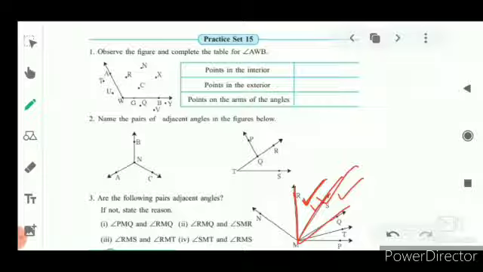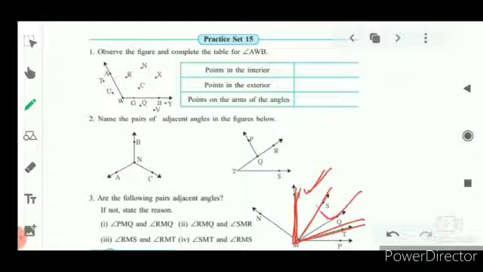The third question is angle RMS and RMT. This is RMS which has the interior this, and RMT. Both have the common vertex M, the common arm RM, but the interiors are not separate. The interior of this RMS collides with the interior of this RMT. This whole is the interior of RMT. So these are not the pair of adjacent angles because the interiors are not separate.